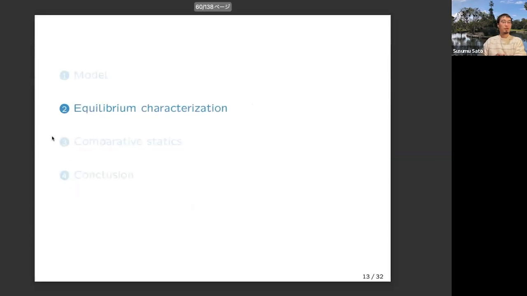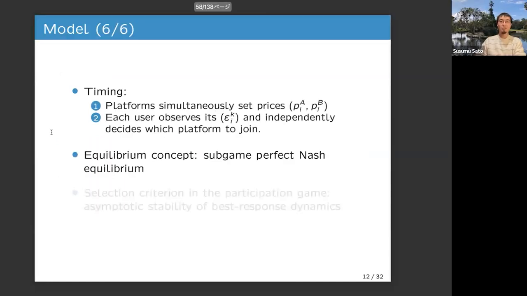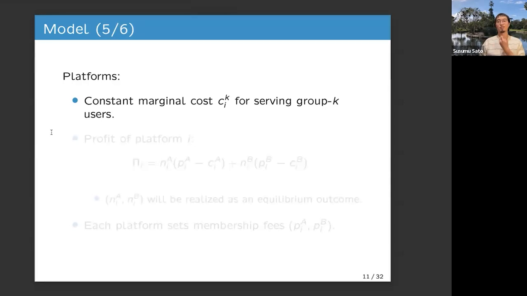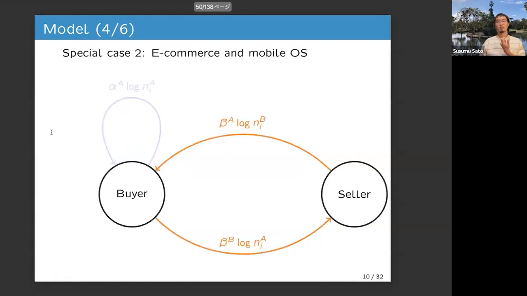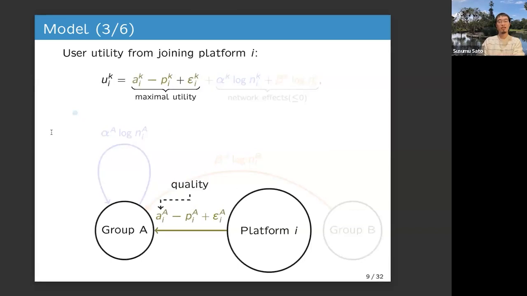So using this model, we provide the equilibrium characterization. Yes? Just to slow you down in two respects, a big part of the contribution is asymmetry. So the asymmetry here is coming in. Yeah, that's an important question. So asymmetry comes from two sources. One is platforms can differ in the cost for serving two groups of users. And another thing is platforms can differ in the qualities that the platform offers to each user. So platforms can differ in quality a_ki and cost c_ki. That's the source of asymmetry in our model. Okay, thank you.